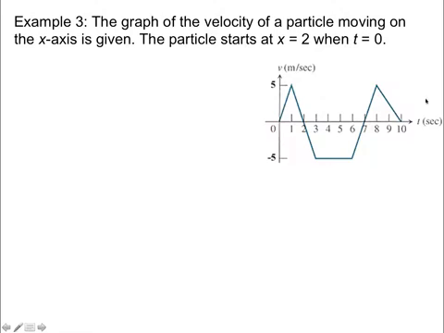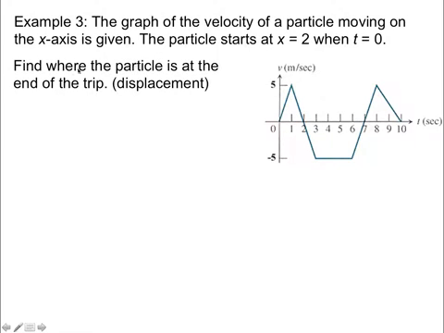So with that in mind, we're going to continue with this area model here. And it says we have a particle moving, and its velocity relationship is the graph given. And the particle starts at x equals 2. So the initial position is 2. So we're going to have to figure out how to incorporate that into our solutions here. It says find where the particle is at the end of the trip. So in other words, at the end of the trip, it's our final position. We're going to have to factor in some displacement here.